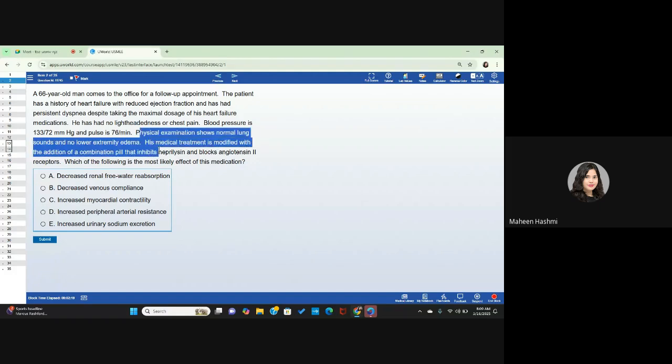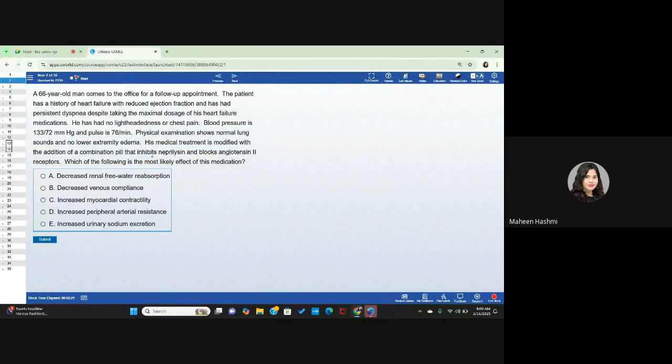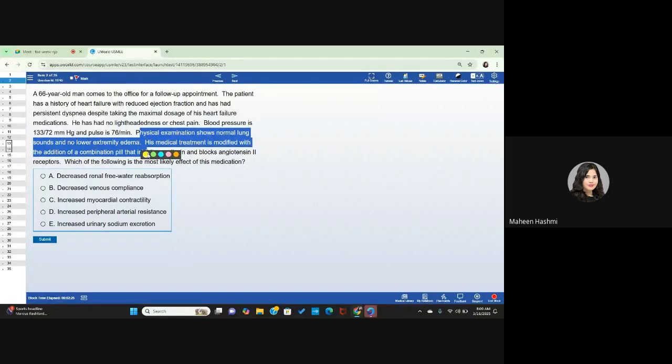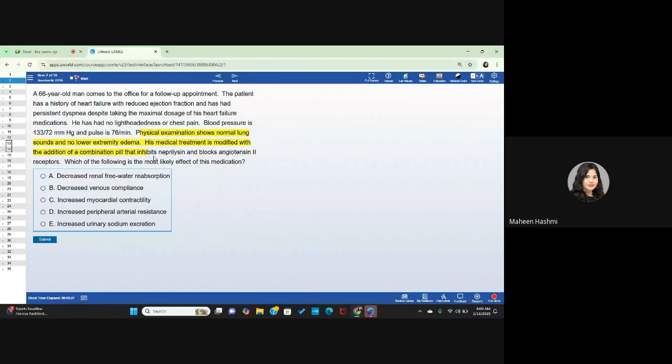Physical examination shows normal lung sounds and no lower extremity edema. His medical treatment is modified with the addition of a combination pill that inhibits neprilysin and blocks angiotensin II receptors. What is this drug called? Sacubitril. Sacubitril. What does it do?